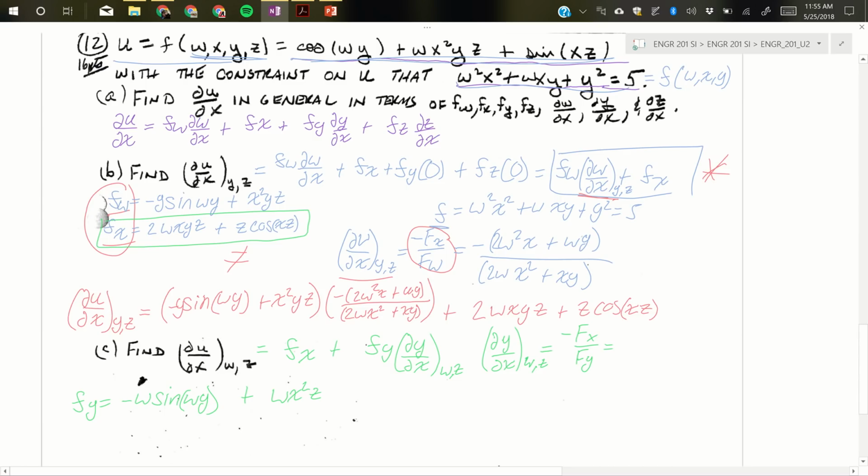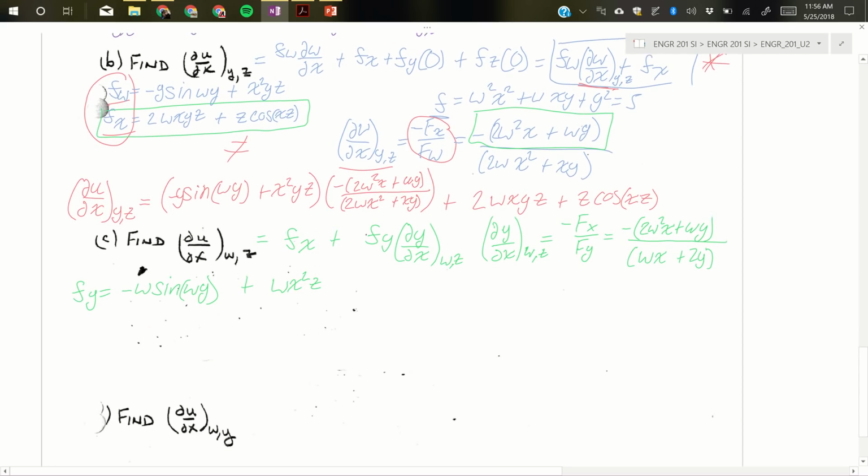We already know our f_x, it's just right here at the top. So it equals negative 2w squared x plus wy. Now f_y we have to solve for. This first term right here is going to go to 0. Next term we have wxy, so it becomes wx. Last term is y squared, so it becomes plus 2y. We have everything. We can now just plug and chug.